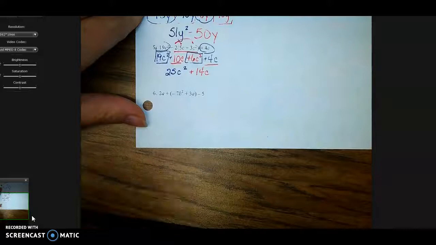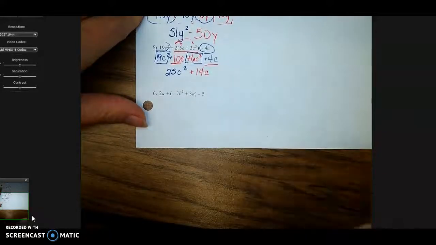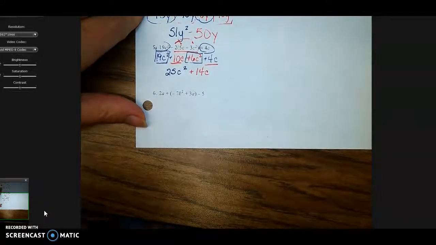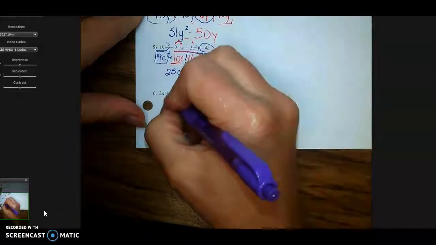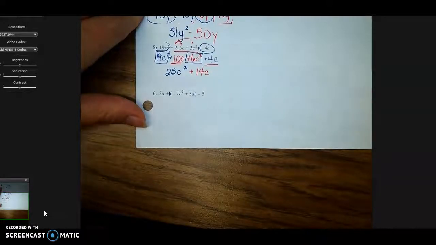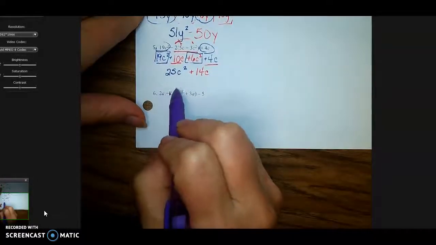This last one's a bit of a trick question because you'll notice there's no distribution going on, except if you want to think about it like this. There is a 1 right here. Can you see that now it's refocused? I'm going to distribute a positive 1.